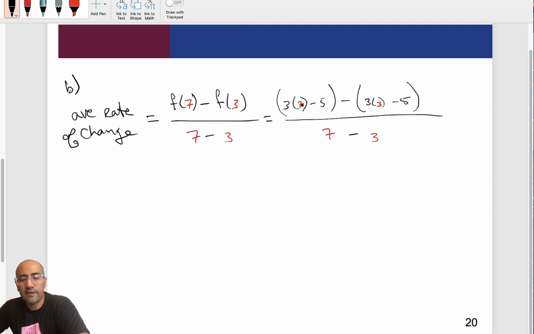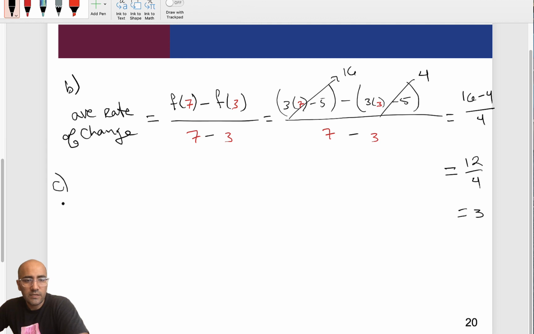All we have to do is simplify now. 21 minus 5 is going to be equal to 16. 9 minus 5 is going to be 4. And then the denominator becomes 4. So we'll end up with 16 minus 4 all over 4, which will give me 12 over 4, or 3. Good.